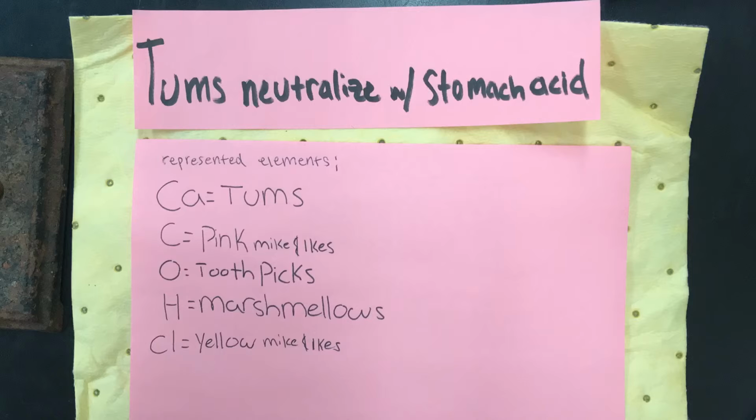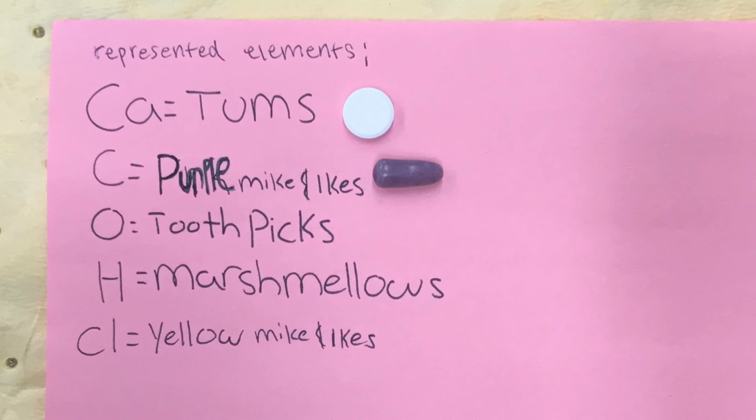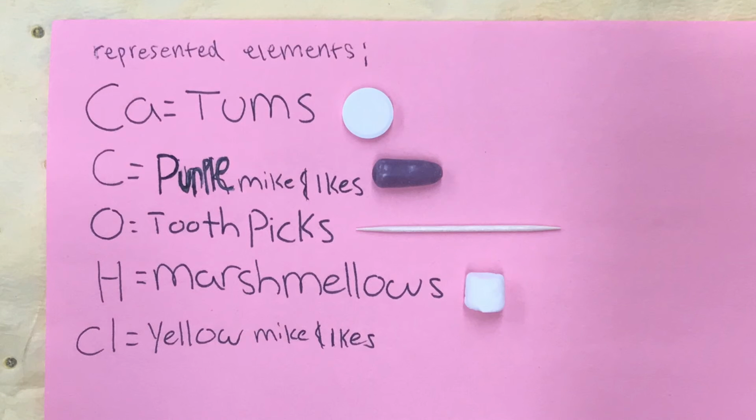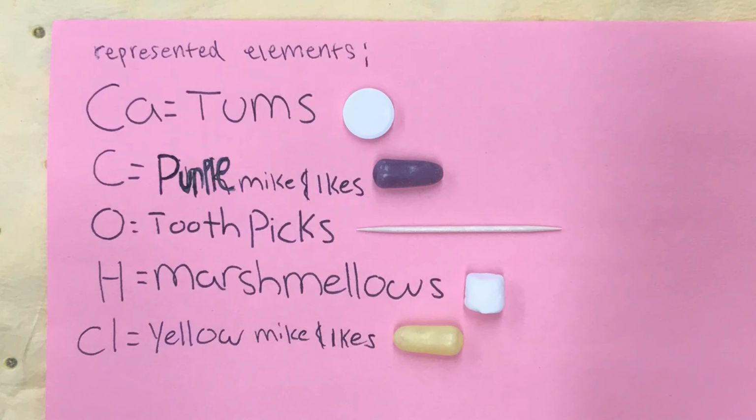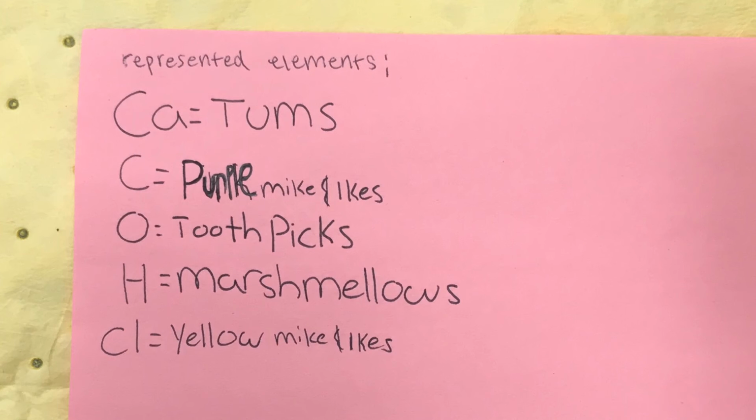For the elements, we used objects to represent each one. For calcium, we used Tums. For carbon, we used purple micanites. For oxygen, we used toothpicks. For hydrogen, we used marshmallows. And for chlorine, we used yellow micanites to visually diagram the chemical reaction.